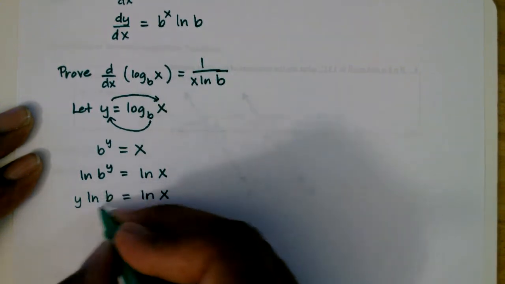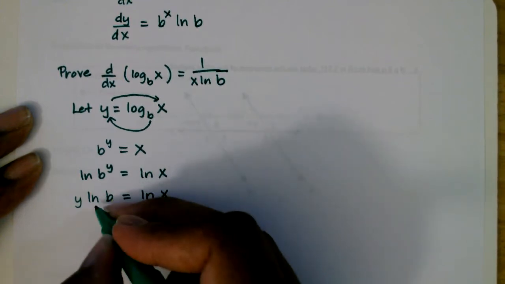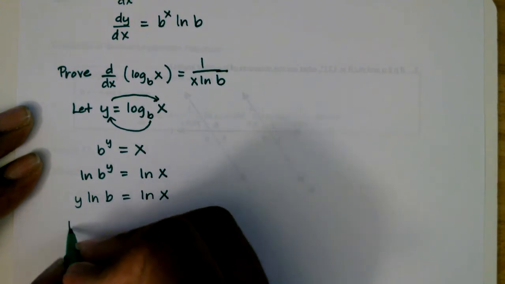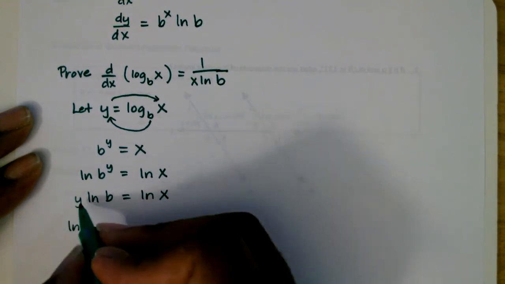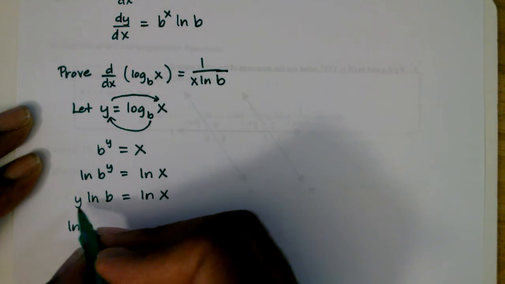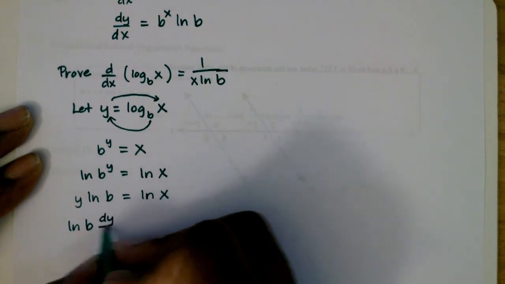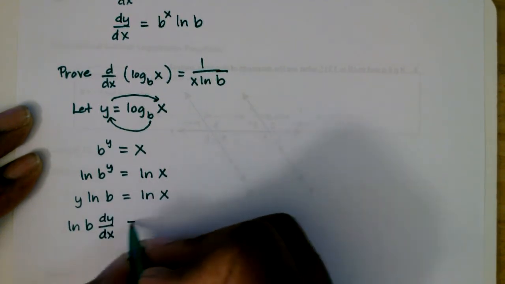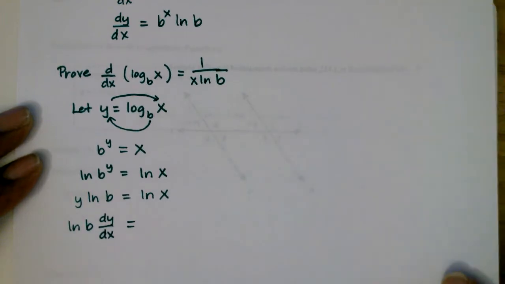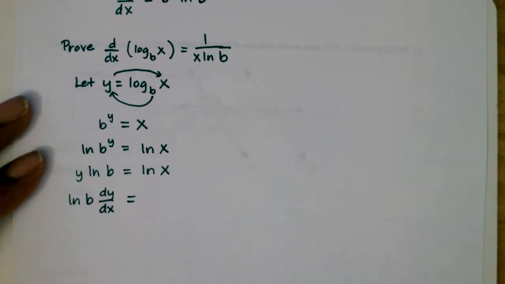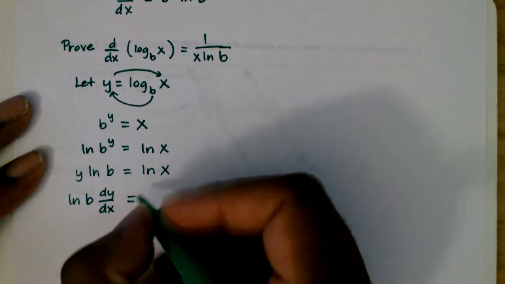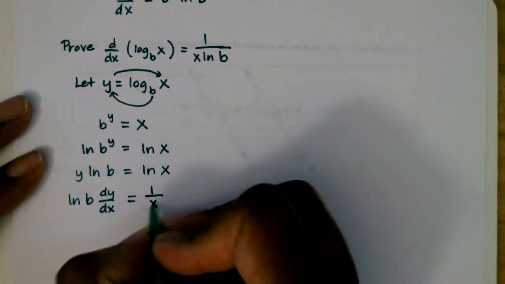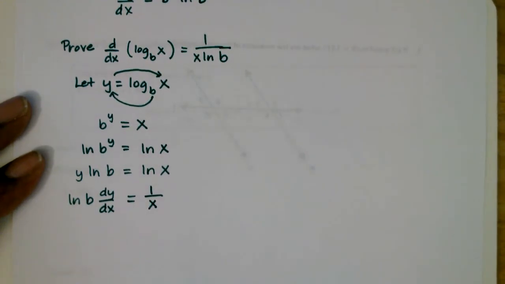Now, b is a positive constant other than 1. So that means that ln of b has to be a constant. So I'm going to bring the constant down, ln of b. Take the derivative of y. That's going to be dy/dx. Anytime I take the derivative of y, I have to include dy/dx. And by the way, I'm using implicit differentiation on both sides. Now, the derivative of ln of x is simply going to be just 1 over x.